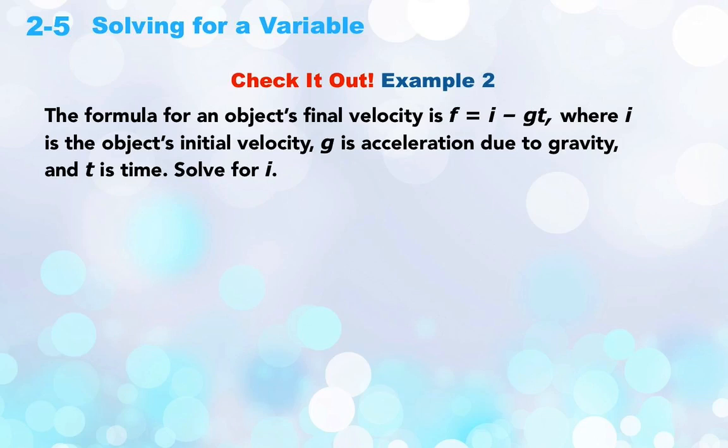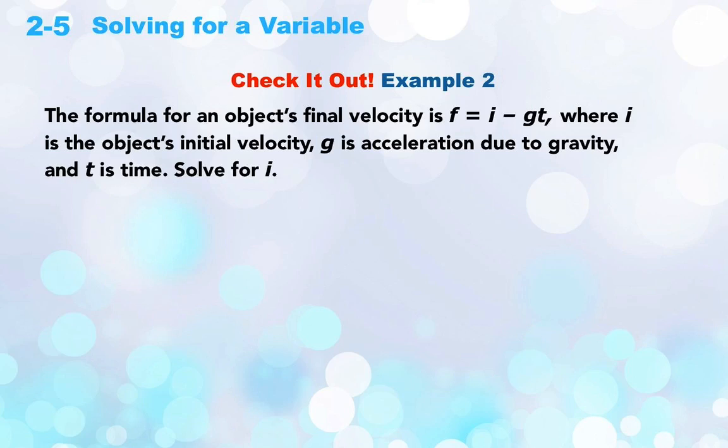Here's another neat formula. The formula for an object's final velocity, that's the speed it's going, which is f, is equal to I minus gt. Now I is the object's initial velocity, how fast it was going when you started. G is the acceleration due to gravity, which is usually 9.8 meters per second or 32 feet per second. And t is the time. So we just want to get I by itself, and this one's not going to be too bad.